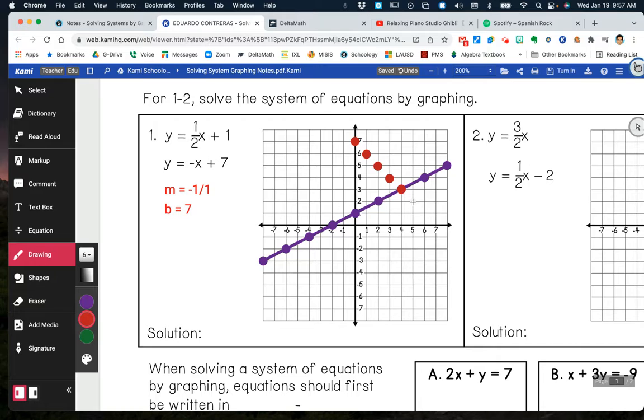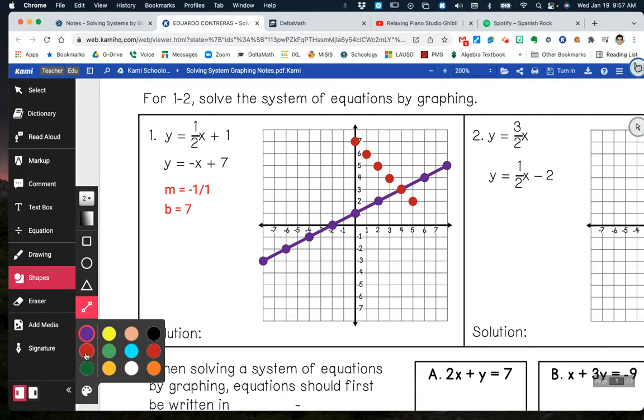And right there. So I'll just make that point right to there. So it looks like it's going to cross at 4, 3. 4 across, 3 up. Okay, but let's make our line. So go to shape. I'm going to pick that same color red and make your line. Right about there. Okay. And so my solution is at this intersection point.